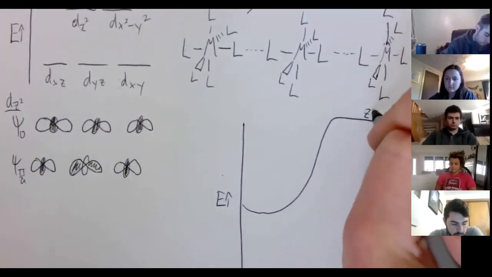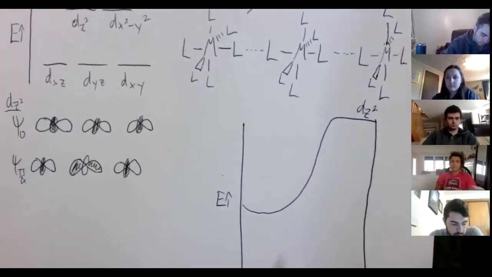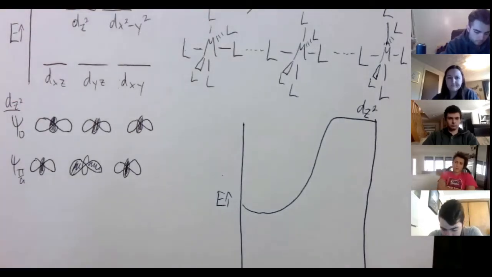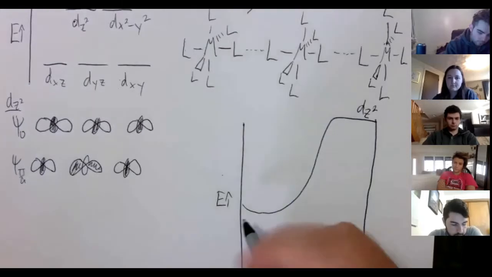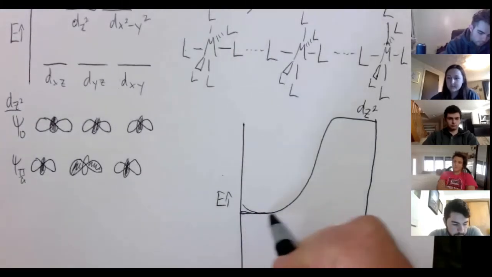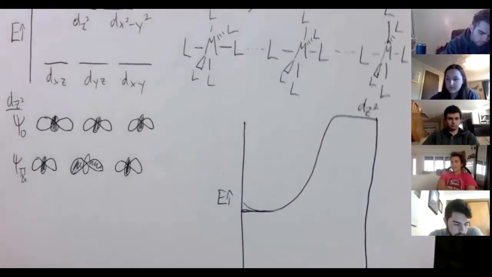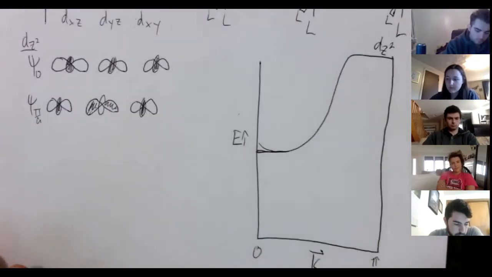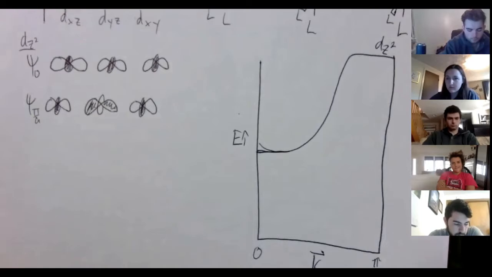That's where our dz squared will be. Now, if you drew this, like you didn't draw it exactly right there, that's okay. The other thing is this shouldn't taper. It should just go straight like that, right? Crummy drawing.